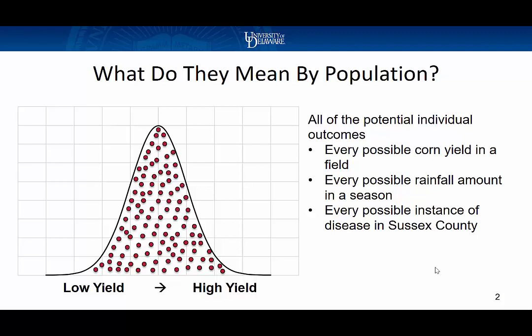So when we talk about population, it's all the potential outcomes of whatever you're looking at. What's your question? It could be every possible corn yield in one field. It could be every possible corn yield across the entire planet. Those populations and how many sampling points you would need from that, that's where the difference comes from. Because the larger your question is, the harder it is to actually get a good idea of what's going on out there. It could be rainfall amount in the season. It could be just disease in one county in Delaware. It could be anything like that.